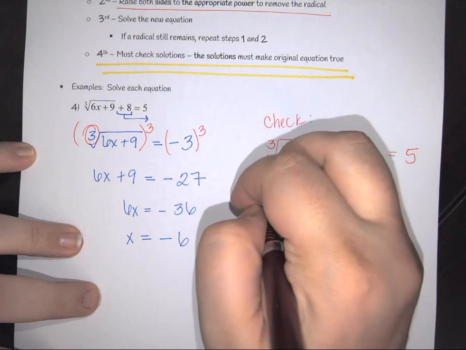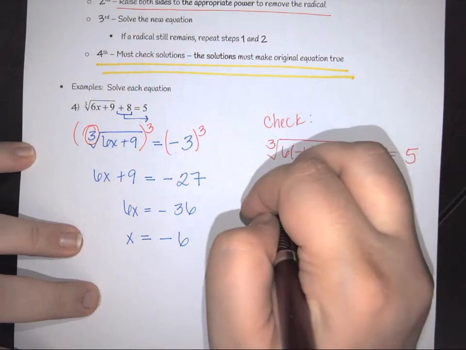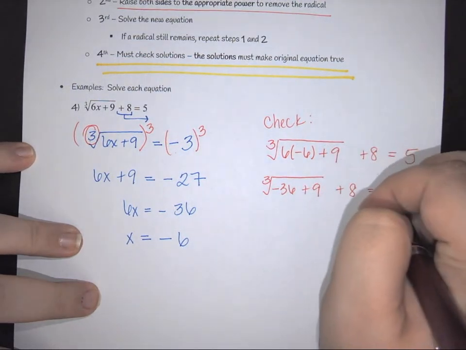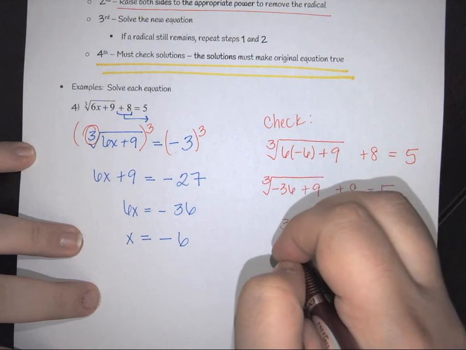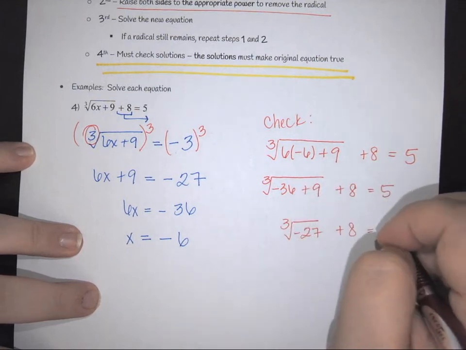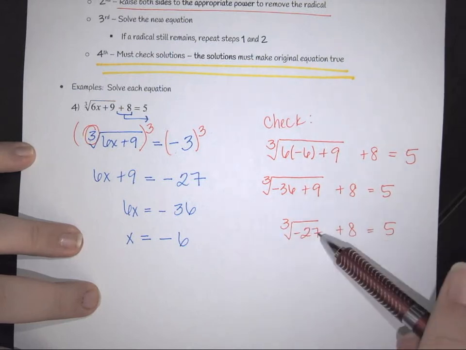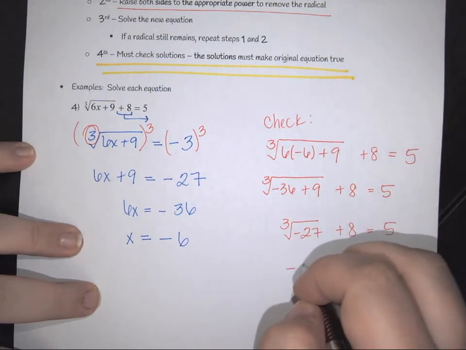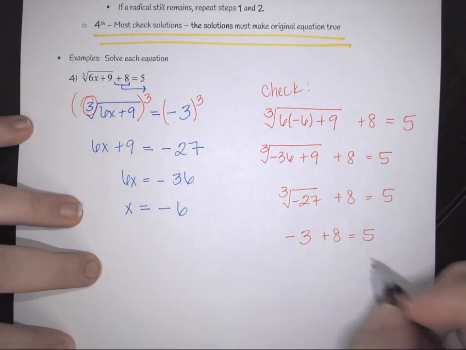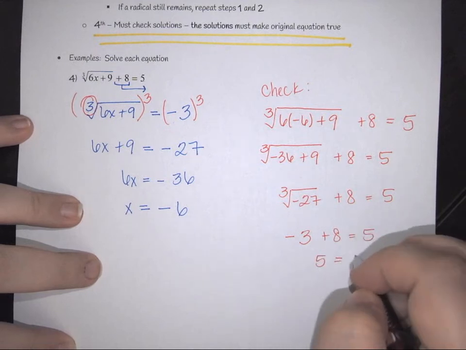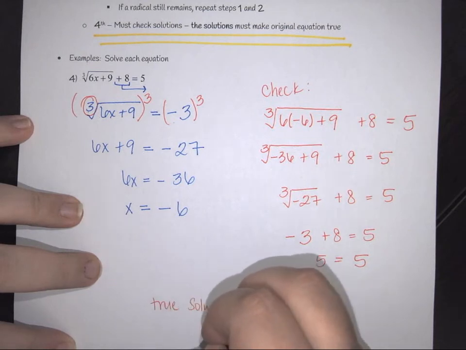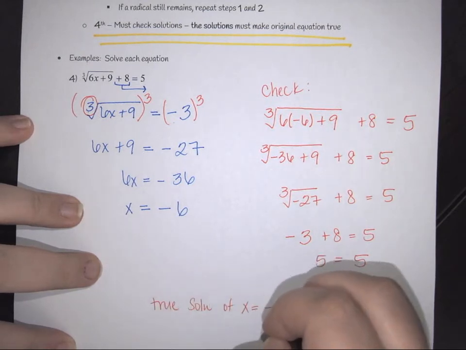Well, this is going to be the cubed root of negative 36 plus 9, plus 8 equals 5. This is the cubed root of negative 27 plus 8 equals 5. The cubed root of negative 27 you'll find out is a negative 3, plus 8 equals 5. Negative 3 plus 8 gives you 5, so 5 equals 5. Thus we have a true solution of x equaling negative 6.